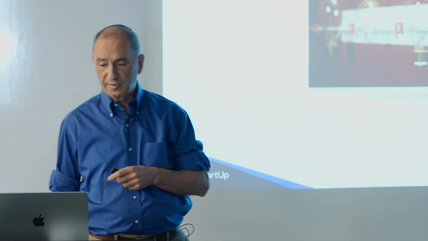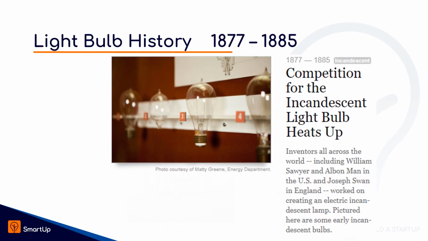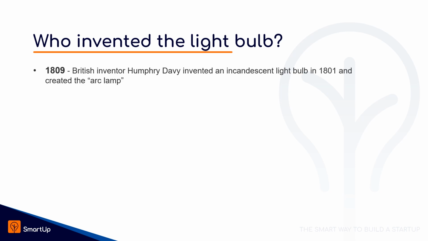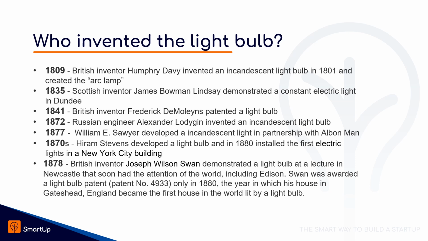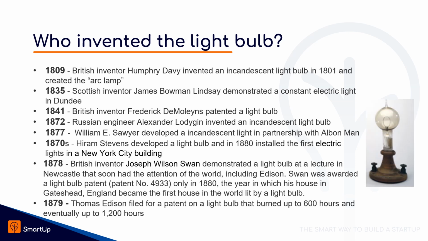Then there was competition on light bulbs. And as you can see here, there were several people who won the competition. We're talking about 1877. And here's the whole history. I won't read all of it, but you can see there are many people involved in this. And as you can see on the right, there is a light bulb that looks very similar to what we used, but it wasn't invented by Edison. It was invented by two people who also got a patent in 1878.